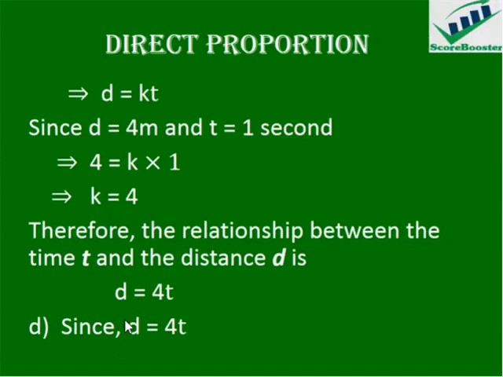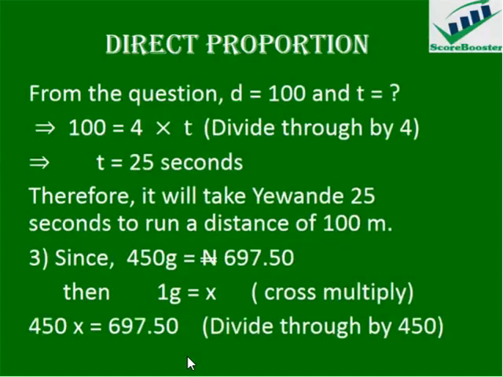So the first question says that we should look for the time Yewande will use to run a distance of 100 meters. The first thing you say is, since you know the relationship between the distance and time to be d equals 4t, what do we have to look for? The time she is going to use to cover a distance of 100 meters. So the distance is 100 meters, but we don't know the time.